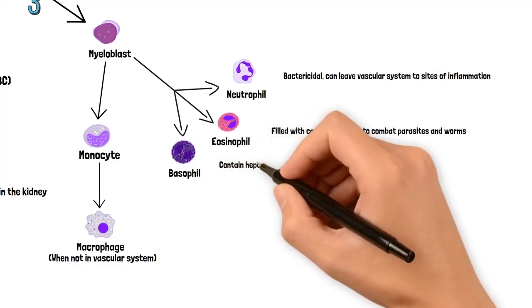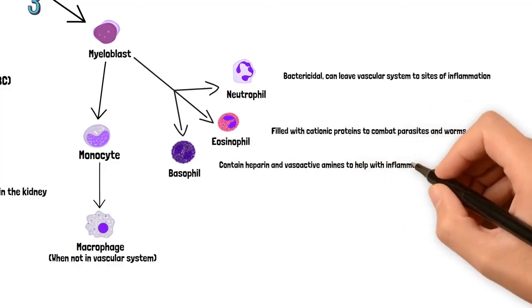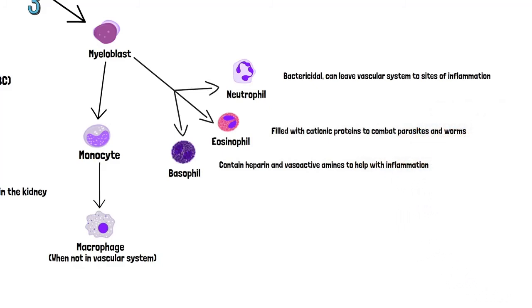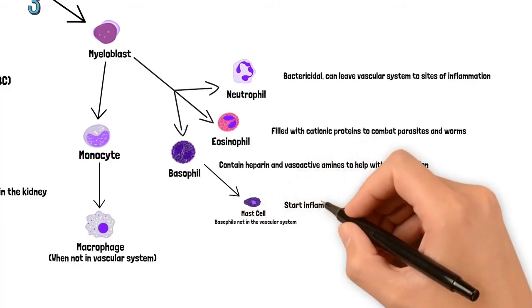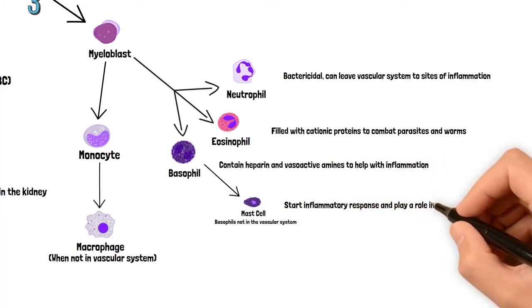The basophil granules contain heparin, a blood thinner, and vasoactive amines that produce part of the inflammatory response. When the basophil leaves the vascular system, it is termed a mast cell. The mast cell in the tissues responds to injury, starts the inflammatory response, and plays a role in many forms of allergy.